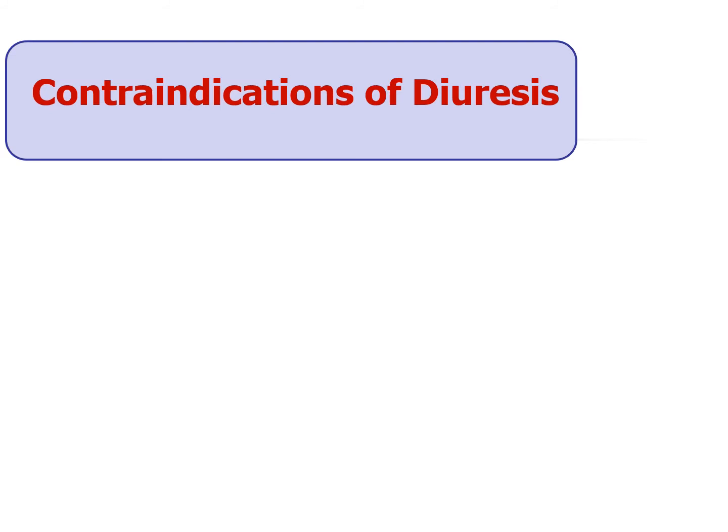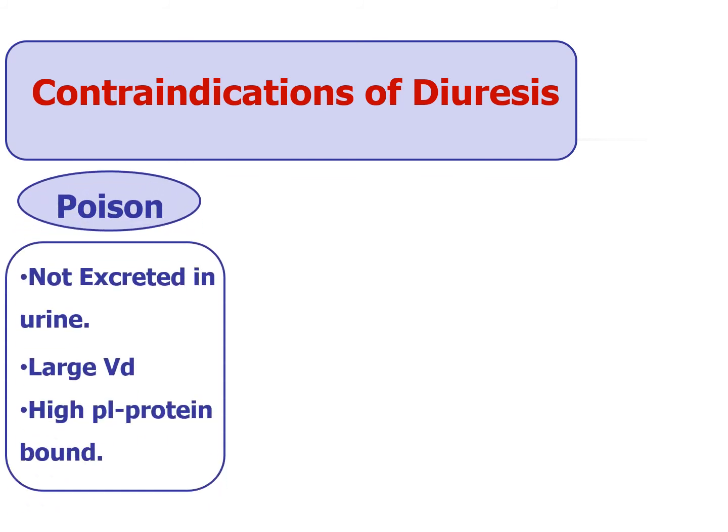What are the contraindications of diuresis? Maybe the poison doesn't fit for effective diuresis by not being excreted mainly in urine, or has a large volume of distribution, so it isn't present in the blood but mainly widely distributed intracellularly, or is highly bound to plasma protein, so it isn't present in the blood in a free form.